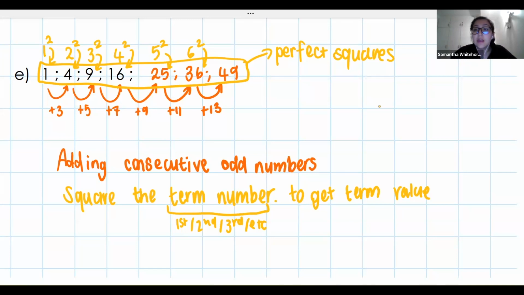All right, so I don't know if anyone used the perfect square ones. From what I saw in the chat, everyone had the consecutive odd numbers, which is 100% correct and absolutely fine. But it is also important to be able to identify these square numbers, because sometimes we do put them into patterns. So it is very important that we can recognize square numbers.